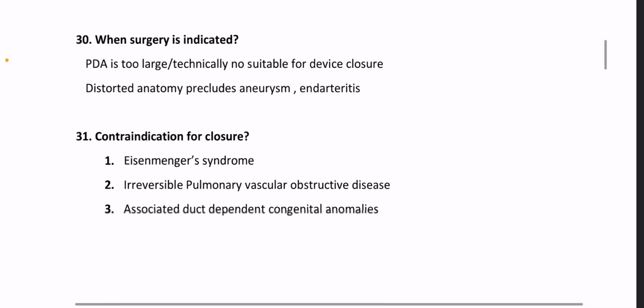When surgery is indicated: PDA is too large, technically not suitable for device closure, distorted anatomy, aneurysm and arteritis. Contraindication for closure: Eisenmenger syndrome, irreversible pulmonary vascular obstructive disease, associated duct dependent congenital anomalies.